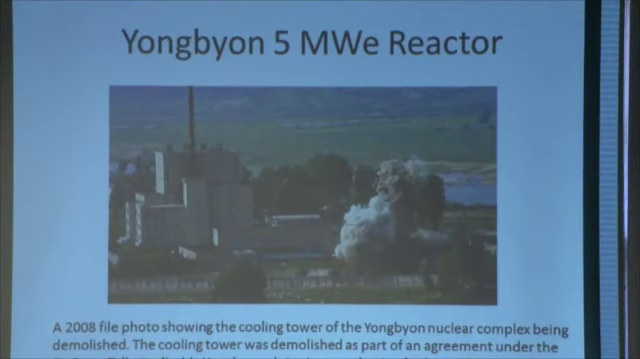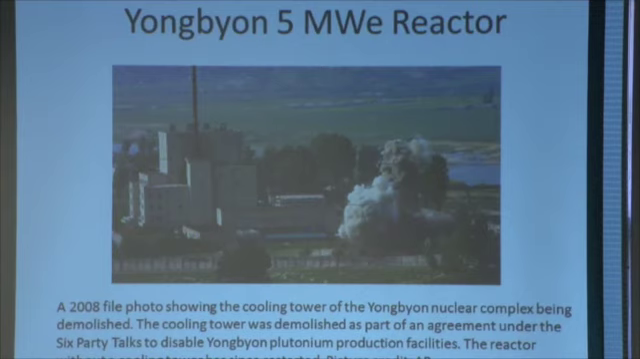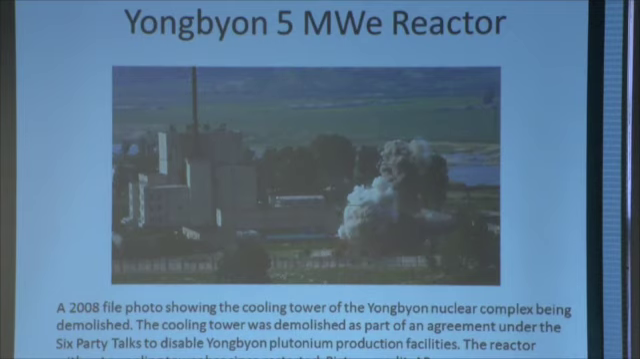So they fooled the world for quite a while. In 2008, under an agreement that again had frozen North Korea's plutonium production complex at Yongbyon, North Korea took some steps that were mostly symbolic, but it turned out to be a step that was hard to reverse. They blew up their cooling tower.